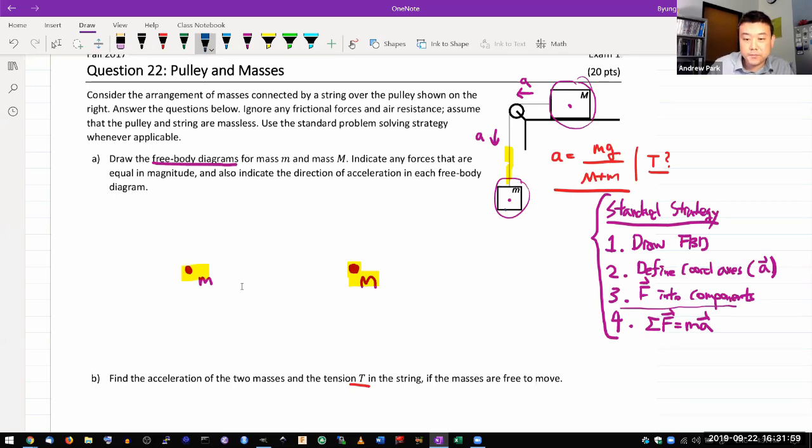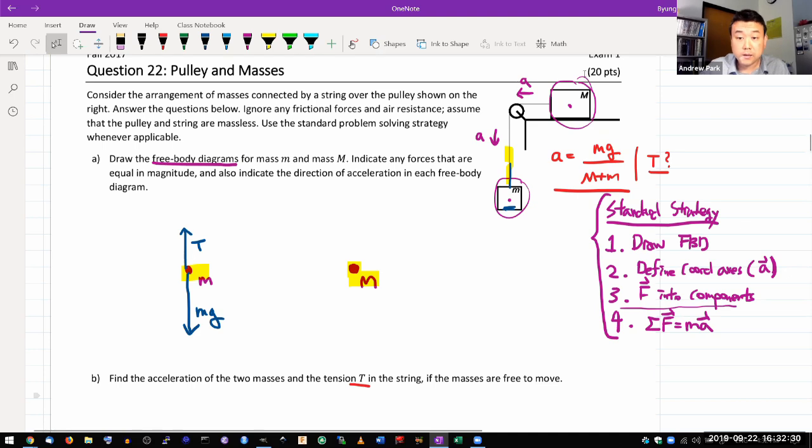So for this small hanging mass, I start out with the gravity. There's always going to be gravity pulling things down. Then I ask myself, did I draw all the forces? And I didn't, because there's this taut string that should be pulling. So I need to draw tension. Then I ask, did I draw all the forces? Other than possibly friction, but it says ignore any frictional forces. So I'm done with the hanging mass.